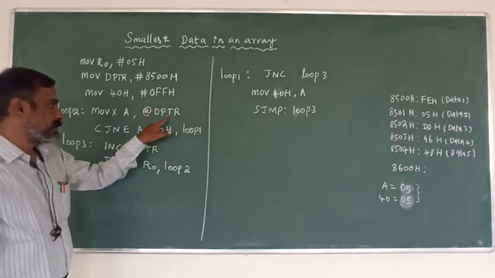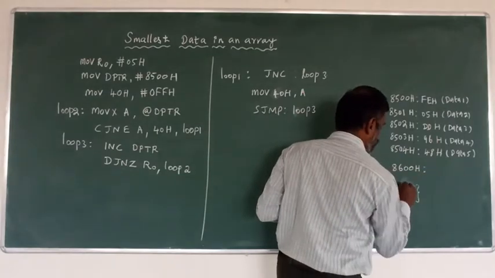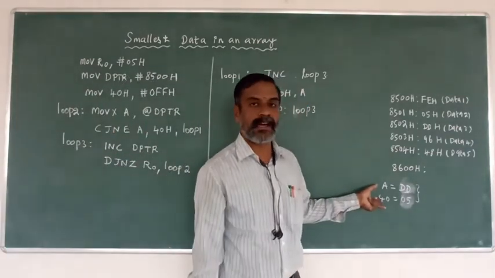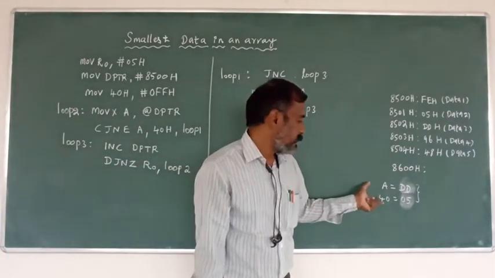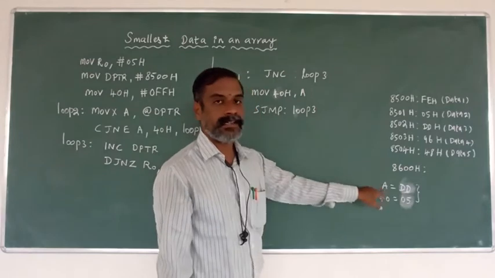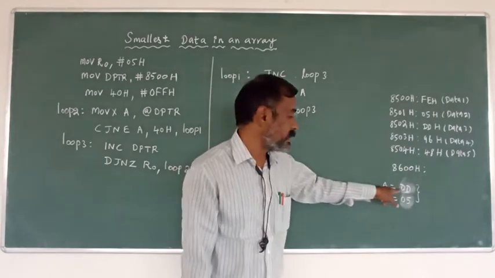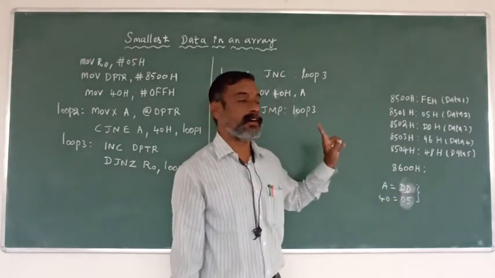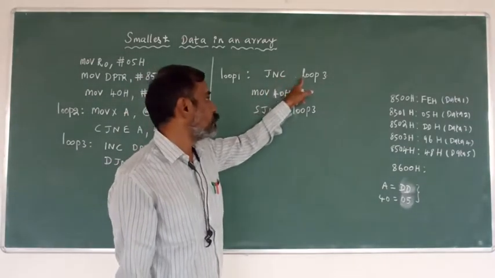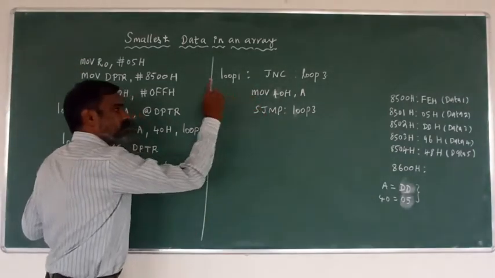MOVX A, @DPTR to move to the accumulator. Accumulator data is DB. Now to compare these two. Both data are not equal. Not equal means this condition is satisfied. Jump to loop 1 and check the carry status. Here the carry flag will be in reset condition. Why? The accumulator content is larger than the second data. So this condition is satisfied. Satisfied means jump to loop 3. Directly jump to loop 3. No need to execute this one.